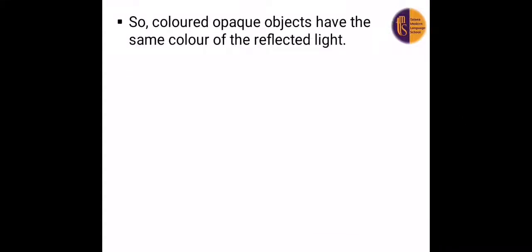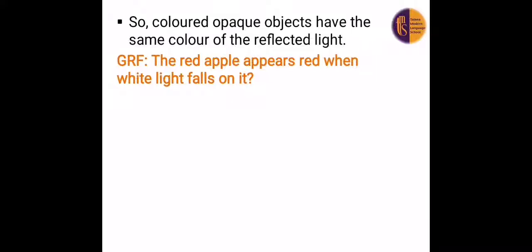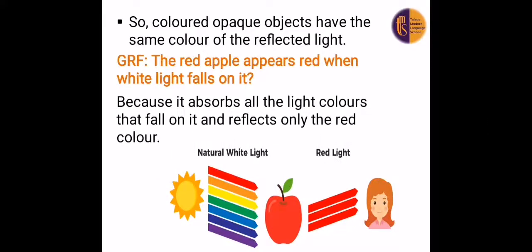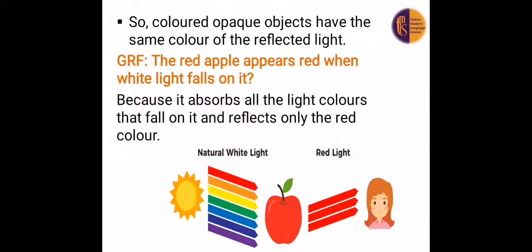So the colored opaque objects have the same color as the reflected light. Now, I will ask you to give a reason why the red apple appears red when white light falls on it. Why? Because it will absorb all the light colors that fall on it and reflect only the red color.